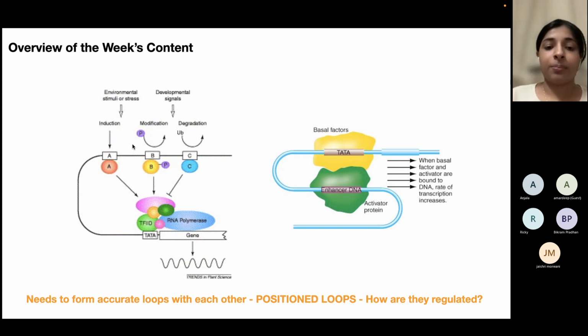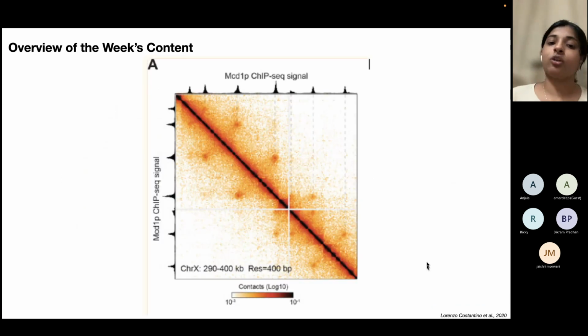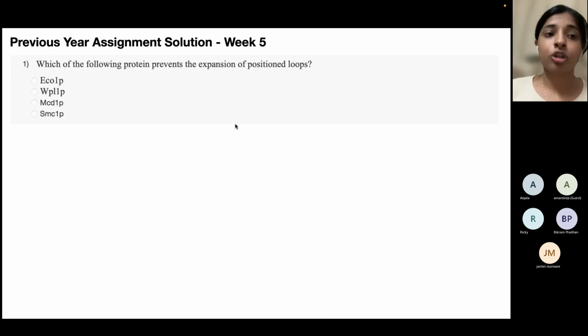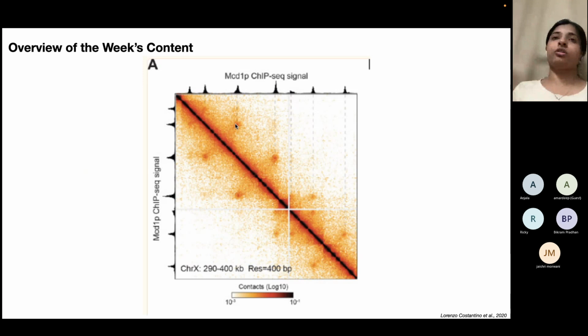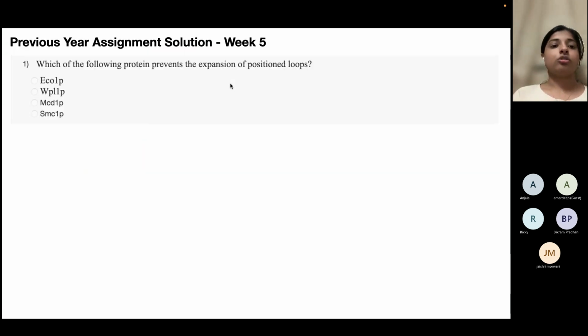And the question that was asked in this paper is, how are these position loops regulated? And they identified that cohesin is one of the most important proteins that binds to specific regions that somehow it identifies, and this specific region is essentially where these position loops happen from one place to another. So moving on, we will discuss more about what they concluded when we are discussing the previous year assignment question. So now we will move on to the previous year assignment question.